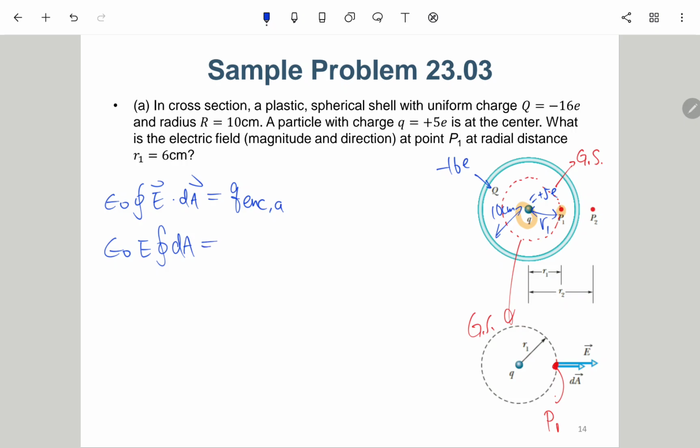And then this equals, for this part A, the Q enclosed is nothing but Q. So we only write Q here, and then this is a sphere. So this surface area is 4 pi r square. So actually what we get is 1 over 4 pi epsilon naught times Q over r square.